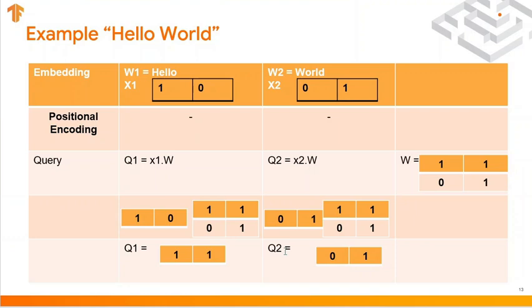So this is the query calculation. First it converts the input into embeddings, then the input embeddings are multiplied with the weighted matrices for the query, and it generates q1 and q2, whatever the number of inputs you have. So it's going to be n queries for your use case. I took an example where we have only two words.